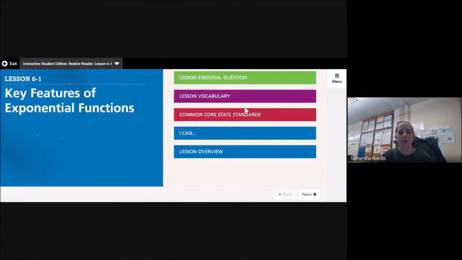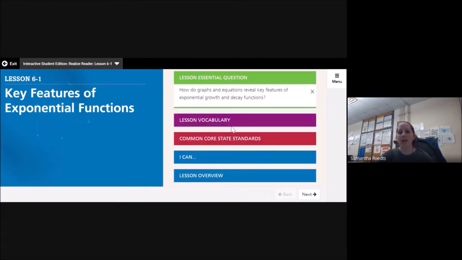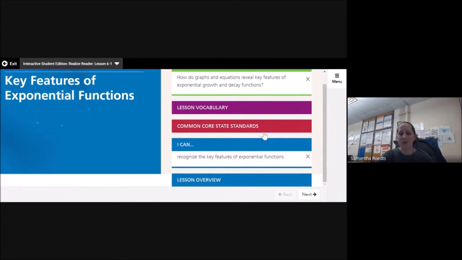Okay, this is Unit 6, Lesson 1, Key Features of Exponential Functions. So our lesson essential question is, how do graphs and equations reveal key features of exponential growth and decay functions? At the end of this lesson, you'll be able to recognize the key features of exponential functions.